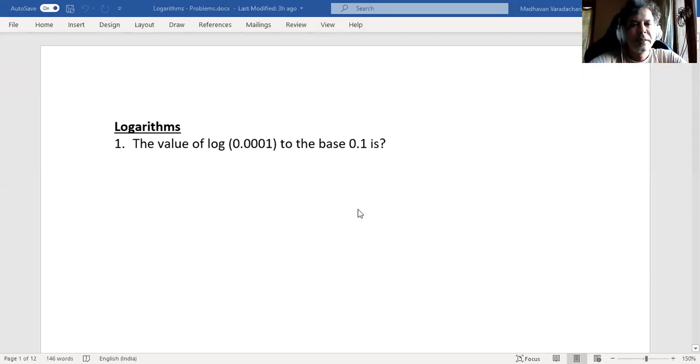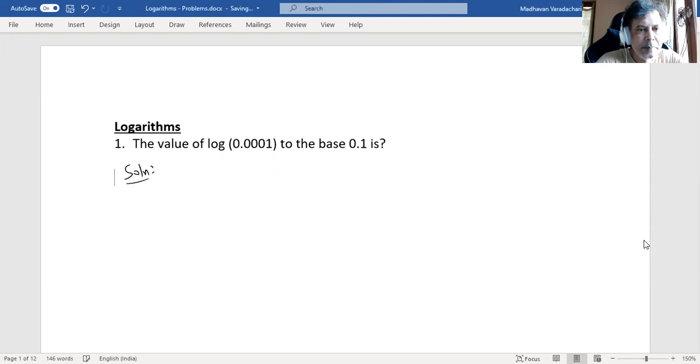Hello everyone. In this video, we'll do one problem on logarithms. The question is: the value of logarithm of 0.0001 to the base 0.1 is what? It means we are supposed to find log of 0.0001 to the base 0.1.